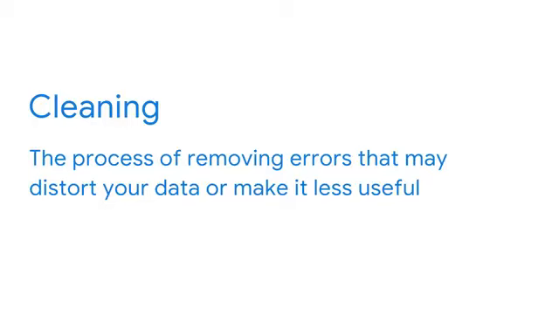The next EDA practice is data cleaning. Cleaning is the process of removing errors that may distort your data or make it less useful. Missing values, misspellings, duplicate entries, or extreme outliers are all fairly common issues that need to be addressed during the dataset cleaning. In the warehouse example, you might decide to put broken or unusable items in a separate box away from other items. We'll move to another practice called joining.